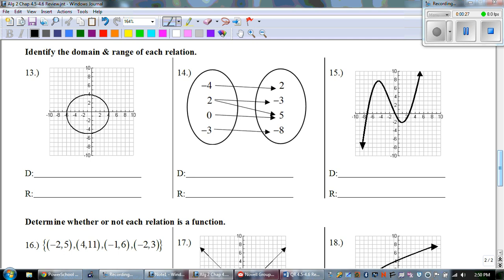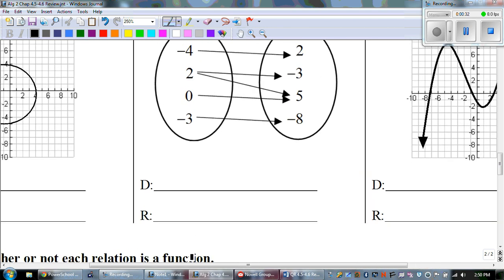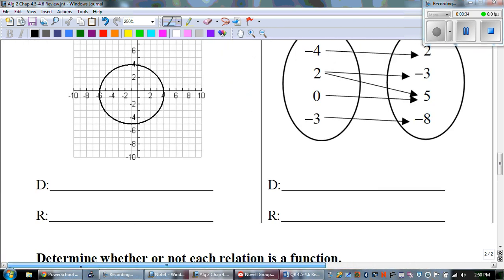Okay, so number 13. It's asking us to identify the domain and the range. So we need to remember that the domain is talking about the x values, but the range is talking about the y values. Okay, so for the domain, we are starting at -6 and then we're ending at 4.